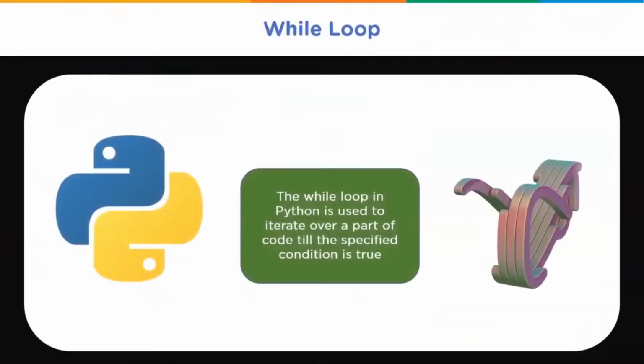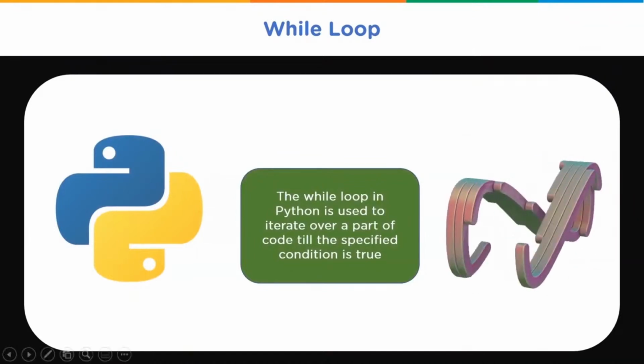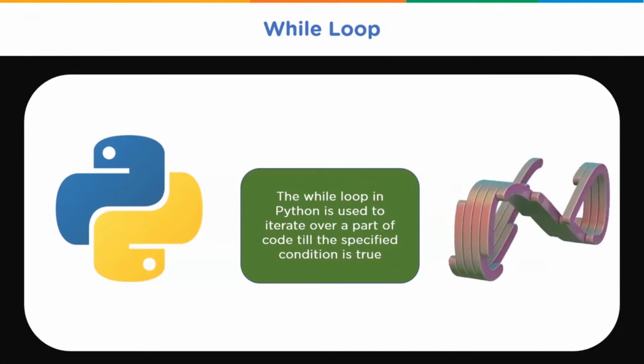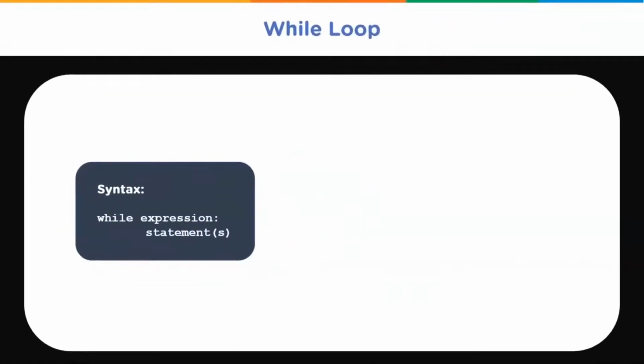So what is a while loop in Python? A while loop specifies a condition or a block of code that is to be executed until the condition evaluates to false, or the loop is explicitly ended with a break statement. Moving on to the next slide.